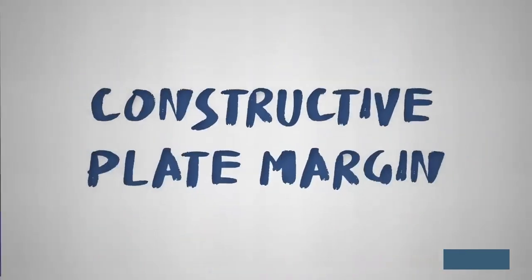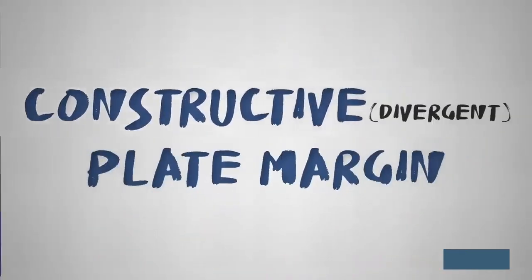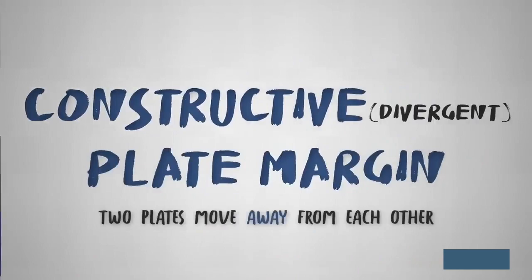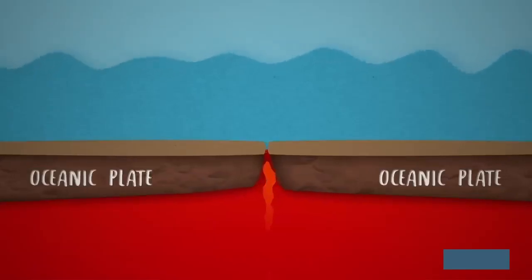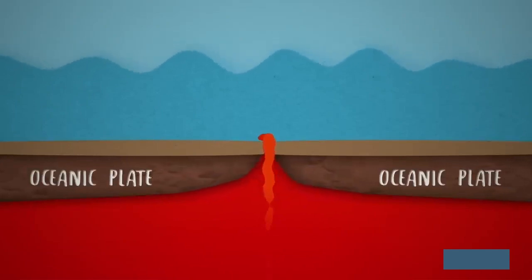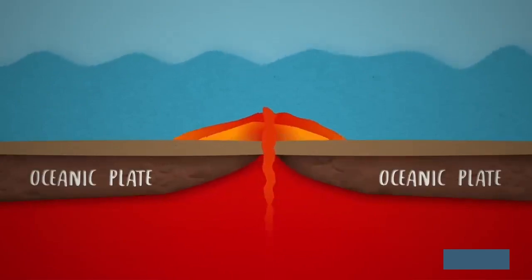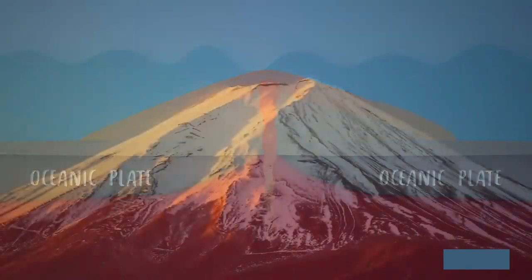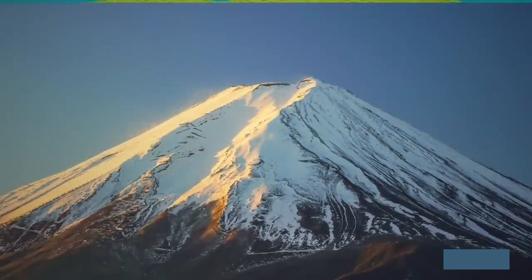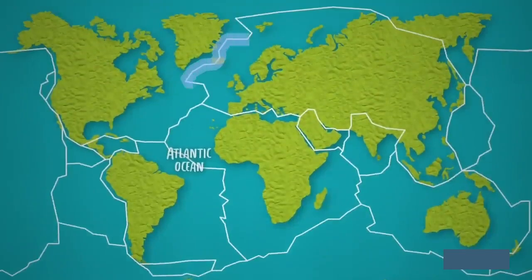At a constructive or divergent plate margin, 2 plates move away from each other. This movement forms a gap between plates, which allows magma to seep through and cool, forming new geological features such as volcanoes. The mid-Atlantic ridge under the Atlantic Ocean is an example of a constructive plate margin.